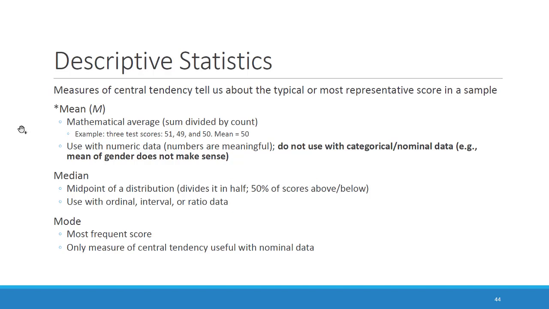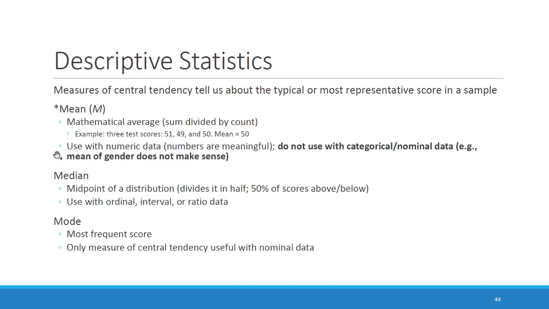Let's talk more about the measures of central tendency. Measures of central tendency tell us about the typical or most representative score in a sample. For the mean, we use the uppercase letter M, italicized, when we are reporting our means. This is the mathematical average, which is the sum of your numbers divided by the count of your numbers. For example, if I have 3 test scores: 51, 49, and 50. We add those up, and the total is 150. We divide by the count, which is 3, and our mean is 50.